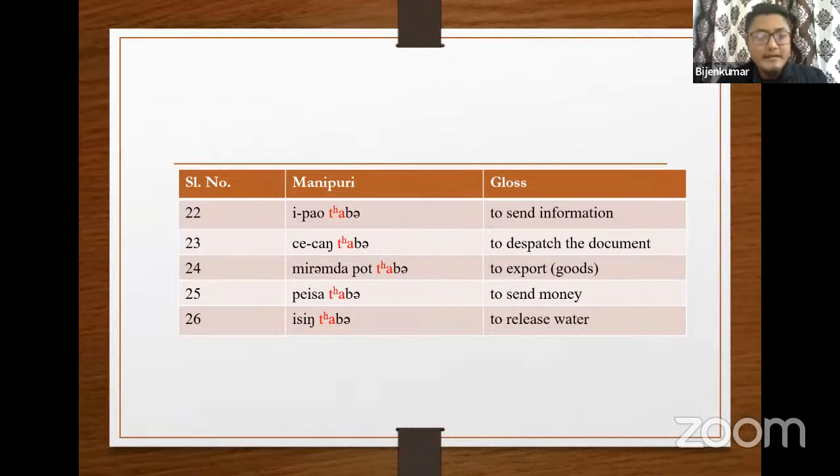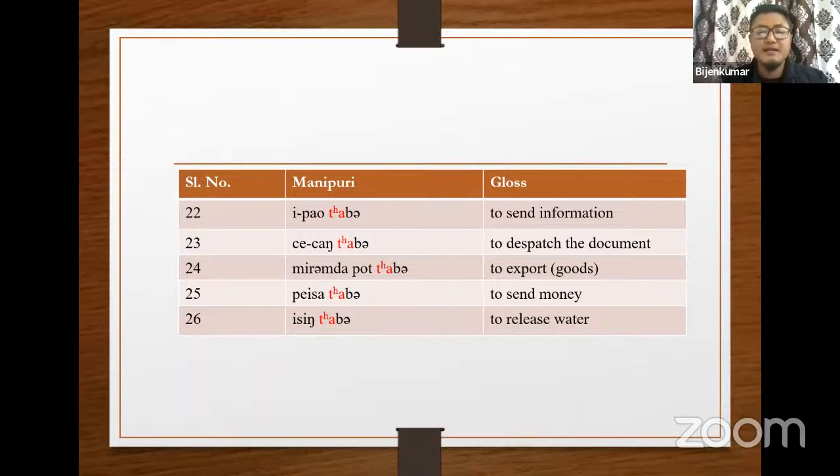In this construction of thaba from 22 to 26, what we observe, sorry that I am not writing what I'm explaining, I'm just showing my example. So ipau thaba, jesang thaba, miram the pot thaba, paisa thaba, or ising thaba is some kind of act that starts from somewhere and ends in some other place. Like ipau thaba is to send information.